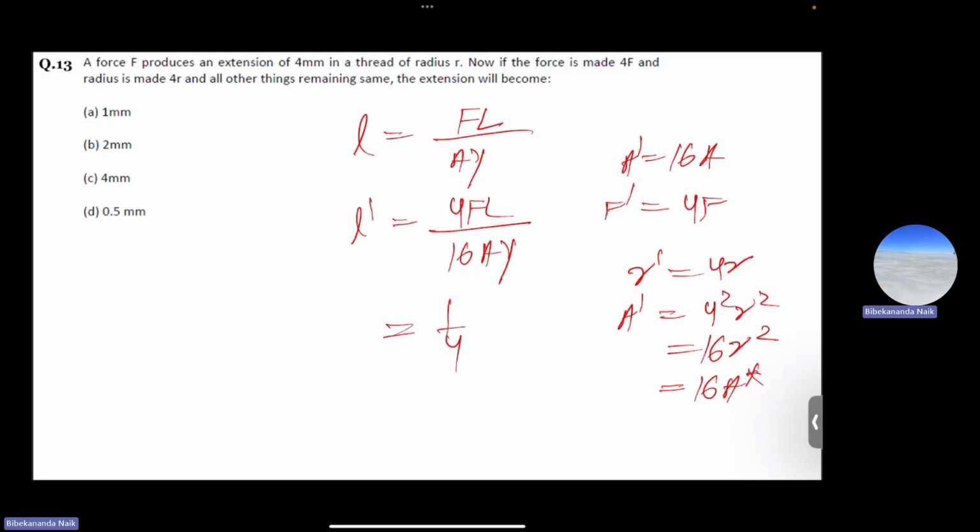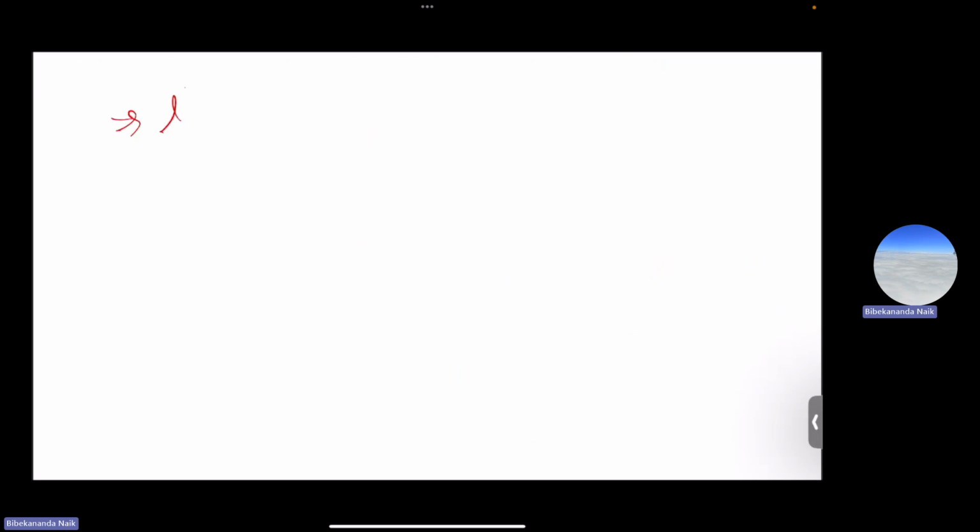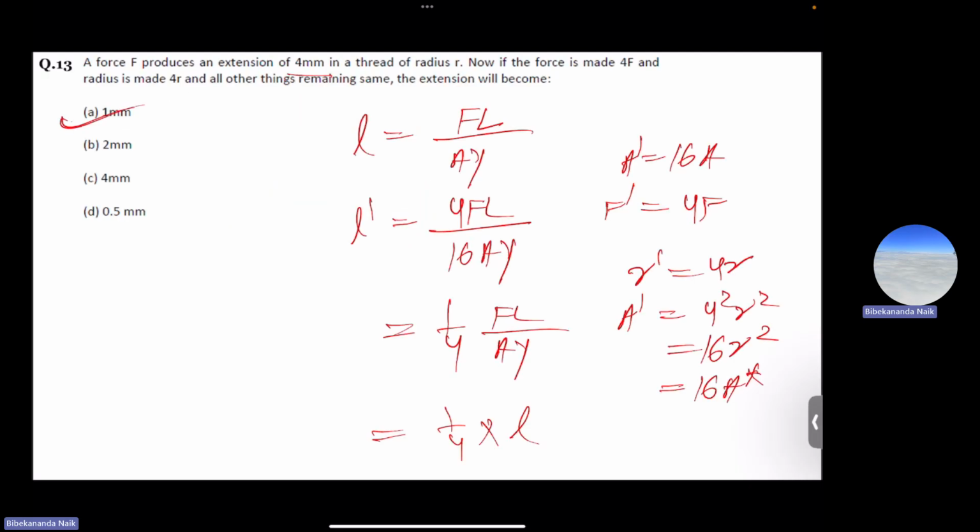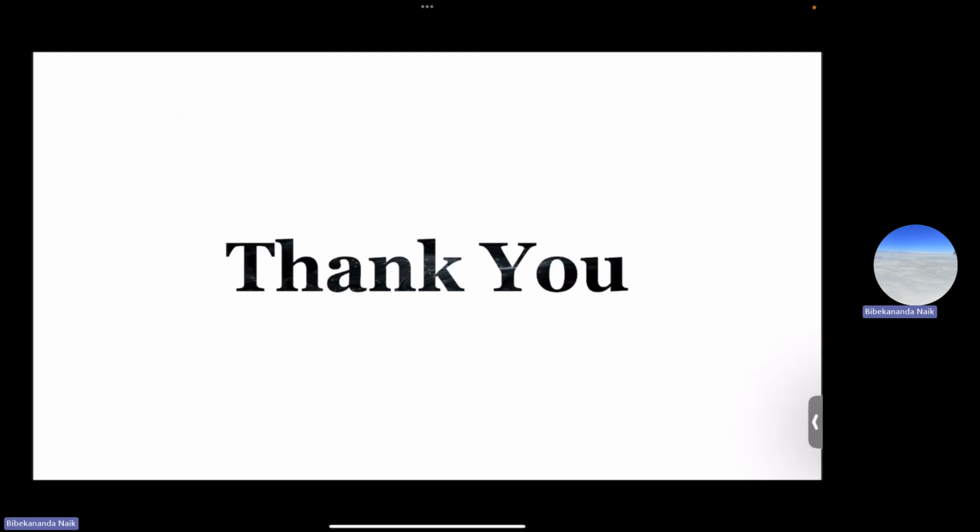So A prime will be 4 square r square, so 16 r square, so A prime is 16A. So it will be 1 by 4 FL by AY. So 1 by 4 into FL by AY, which is 4 mm, the older elongation. So l prime will be 1 by 4 into 4, 1 mm. So the correct option is option A, 1 mm. So all these questions are almost similar to each other, but the variables that we want to find are different. So this was the last problem of today's introduction session.